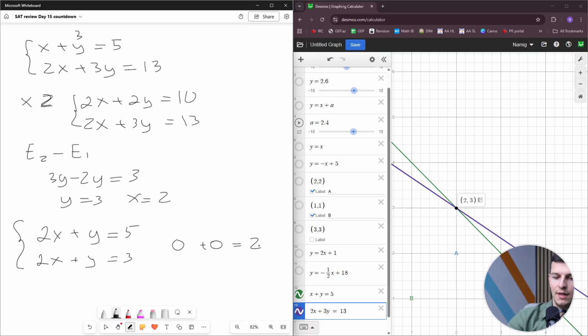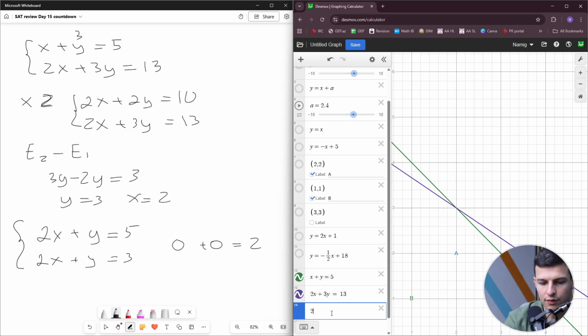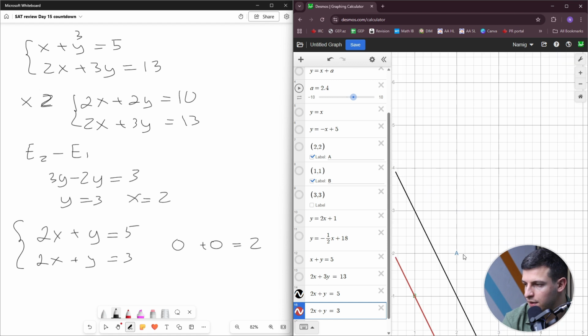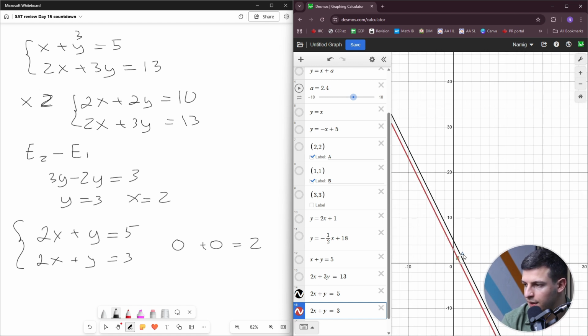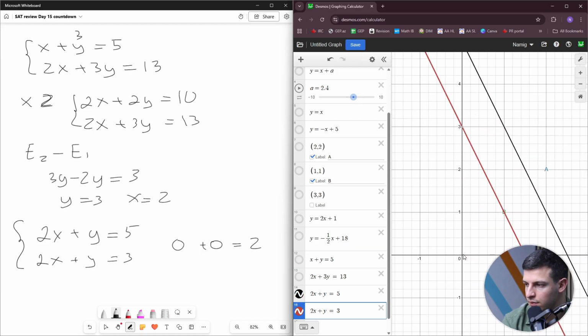Okay, again, let's see that in a graph. So 2x plus y equal to 5. 2x plus y equal to 3. So let me turn these ones off so we can see. There you go. We have parallel lines and they're not cutting each other. So this has no solution. Okay, so again, to wrap up, how are linear equations and simultaneous equations related? Well, actually not how they're related, because that part is obvious.